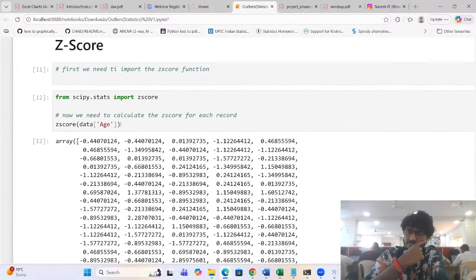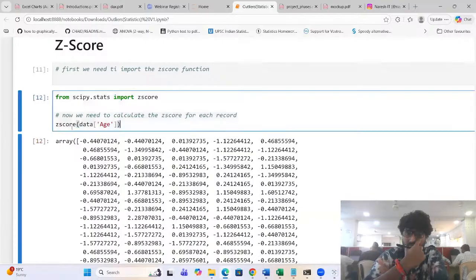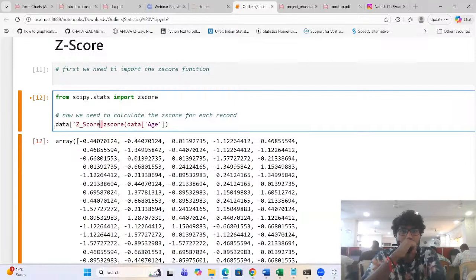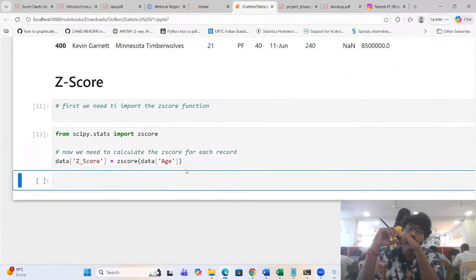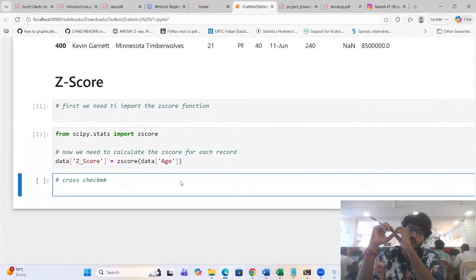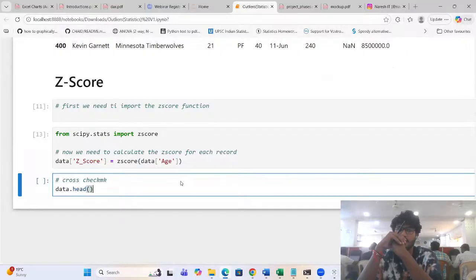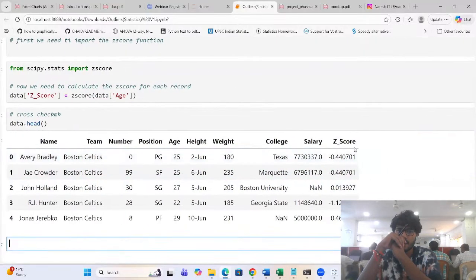I want to save these values into one particular column. How? I'll just give this output as an input to data. In that, I'm creating one more column called z_score, which equals this. See guys, whenever you give a variable name or column name in Python, don't use any special symbols other than underscore. Okay, this is a basic naming rule in Python. So whenever you do this, you get this. Let me cross-check with data.head. You see, the last column we have added is the z-score.